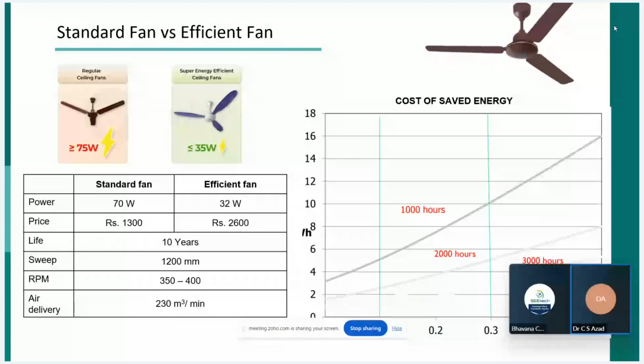There is a considerable gap of approximately 45 watt per ceiling fan. And now this BLDC technology is being employed in table fans and other fans also, pedestal fans also. In future, you will find that all the conventional fans will be replaced by these BLDC fans. Next.